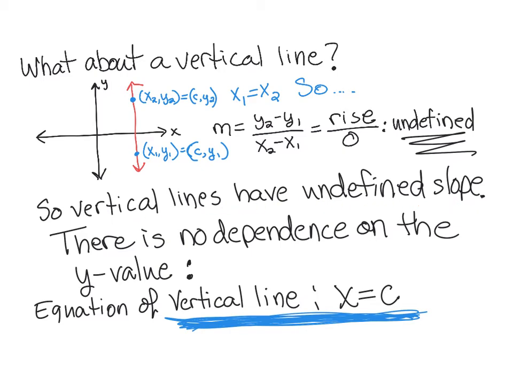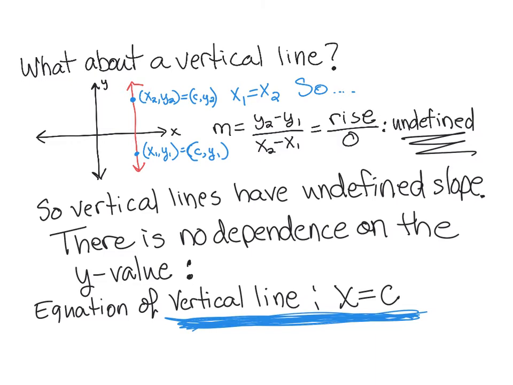Well, what does that mean for my equation? Well, look at this line. There's no dependence on the y value, right? This is all rise and no run. So all of these points are passing through the same x value no matter what the y value is, and that means that the equation of a vertical line is x equals whatever the x value is of the points that you're passing through.